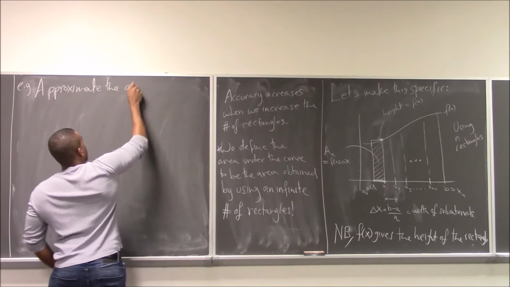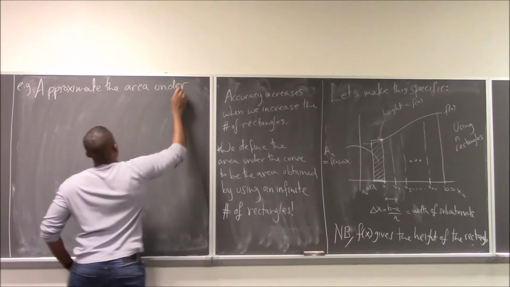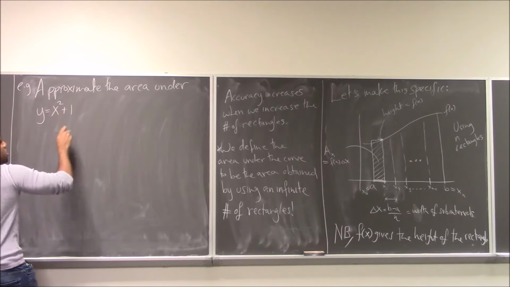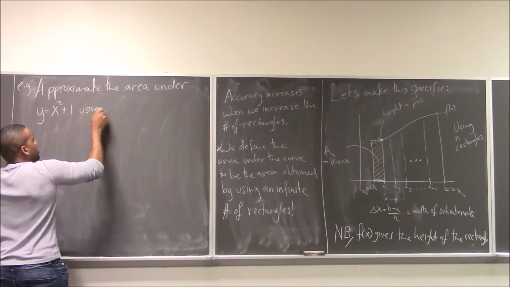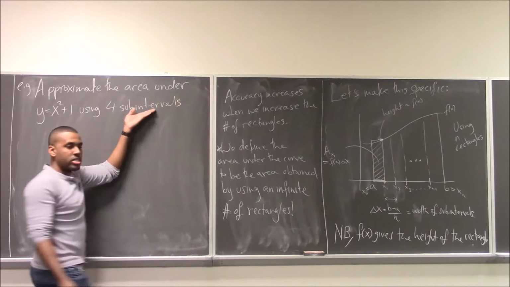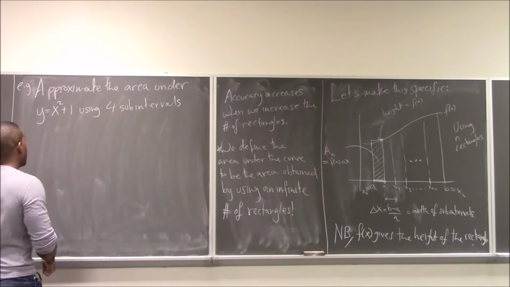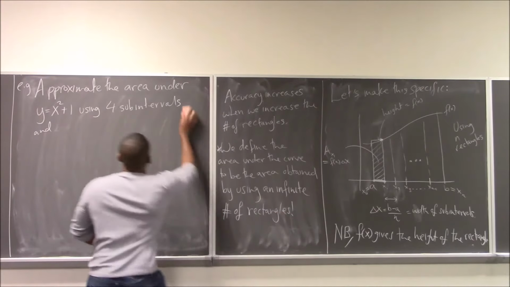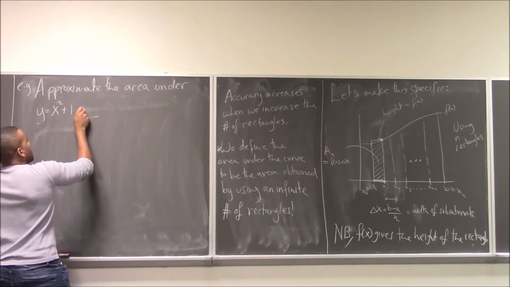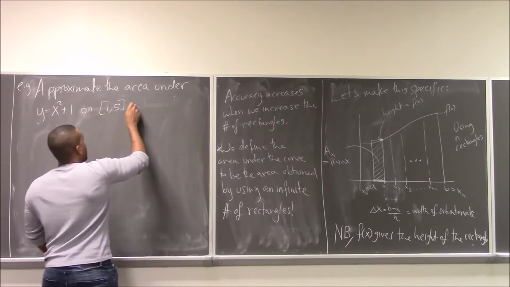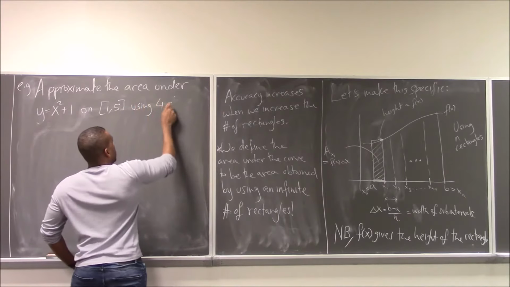Approximate the area under y equals x squared plus 1 using 4 subintervals. Equivalently, I could say 4 rectangles for 4 subintervals. And I have to tell you the interval I want: on the interval 1 to 5, using 4 subintervals.